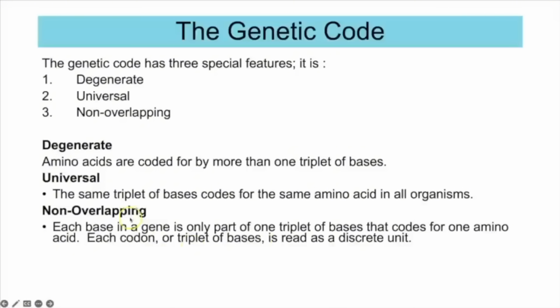The fact that each base is only part of one codon means that if there was a mutation in that codon, which meant it now coded for a different amino acid, the mutation will only affect one codon. So in your whole sequence of amino acids that get coded for, only one would be incorrect. And that should reduce the overall impact that the mutation has.